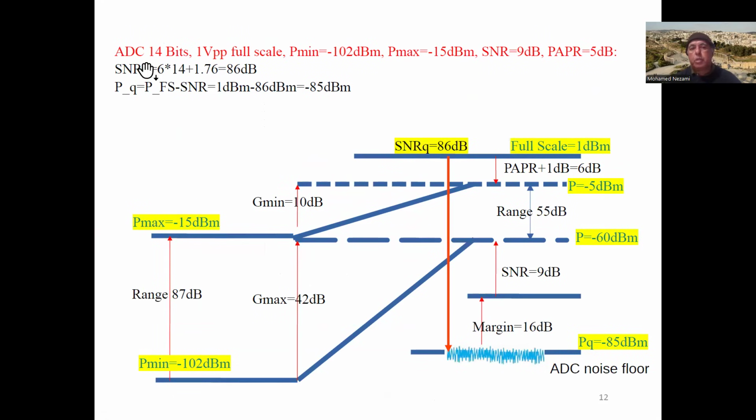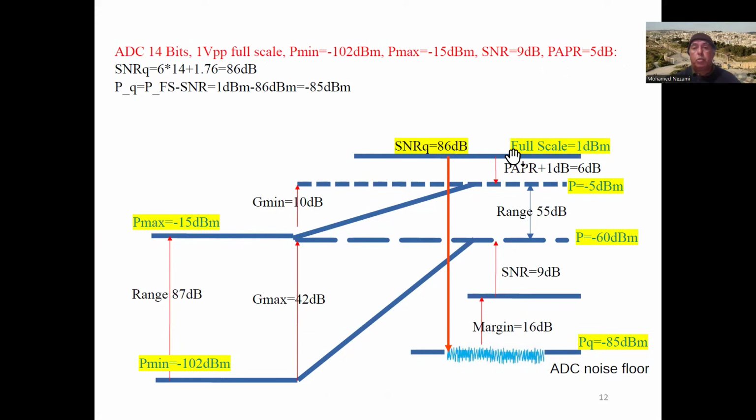Here's another example. We're saying that we have an ADC which is 14 bits, and we have the full scale of 1 volt peak to peak. We have the minimum signal that we're trying to detect, and the maximum level is minus 15 dBm. Could be desired signal or blocker or interference that is coming at minus 15 dBm. And then we're assuming that we want 9 dB of SNR minimum, and the peak to average ratio is 5 dB.